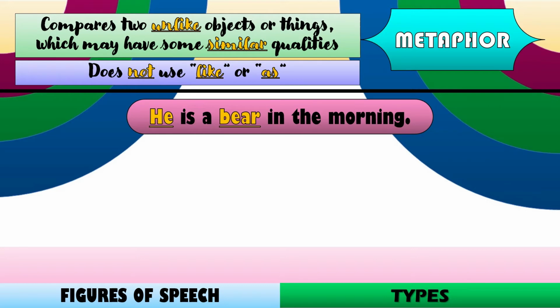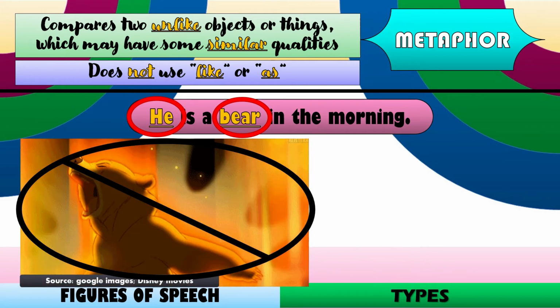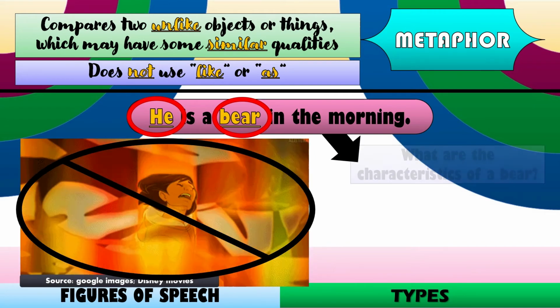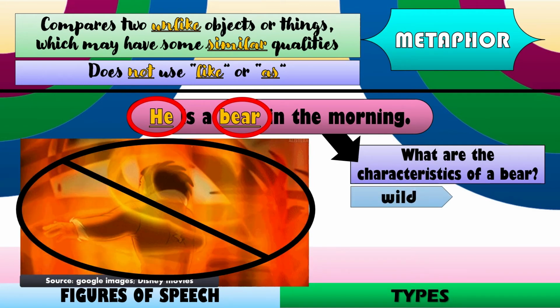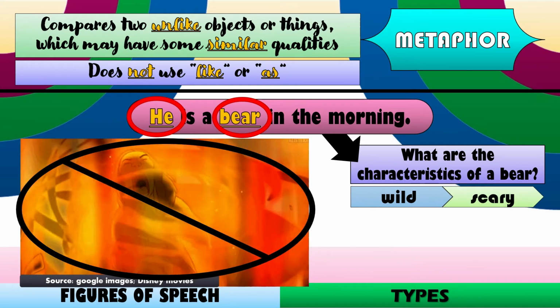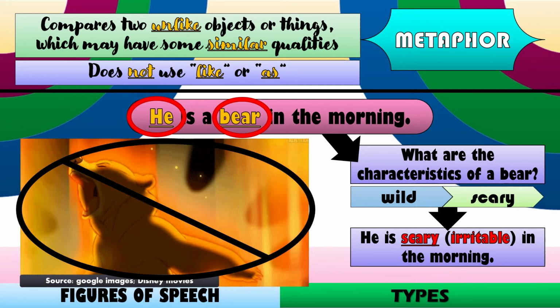Now, for this example, we are comparing two objects, which is the person, he, and the animal bear. Again, since this is a figure of speech, it doesn't have to be taken literally. It doesn't mean that the person actually turns into a bear. It only means that the person is able to show the characteristics similar to that of a bear. Now, what are the characteristics of a bear? It could be that a bear is wild or a bear could be scary. Depending on whichever is appropriate, we could come up with the interpretation that he is scary or irritable in the morning.